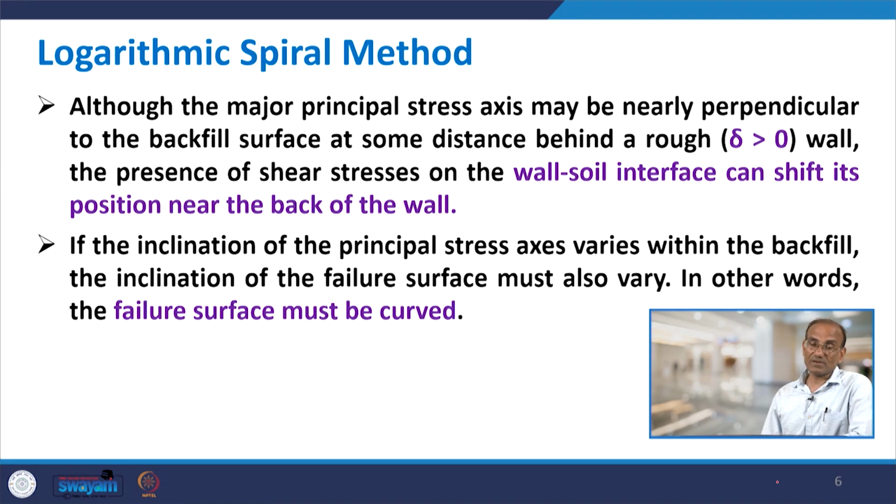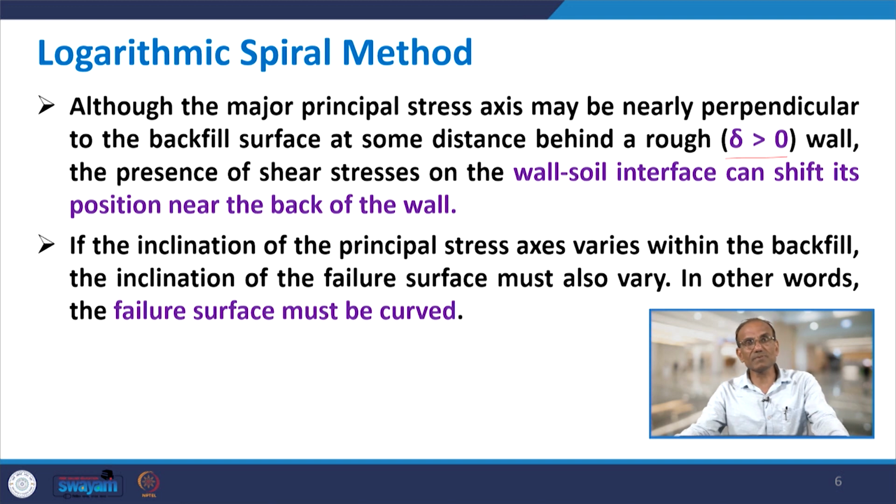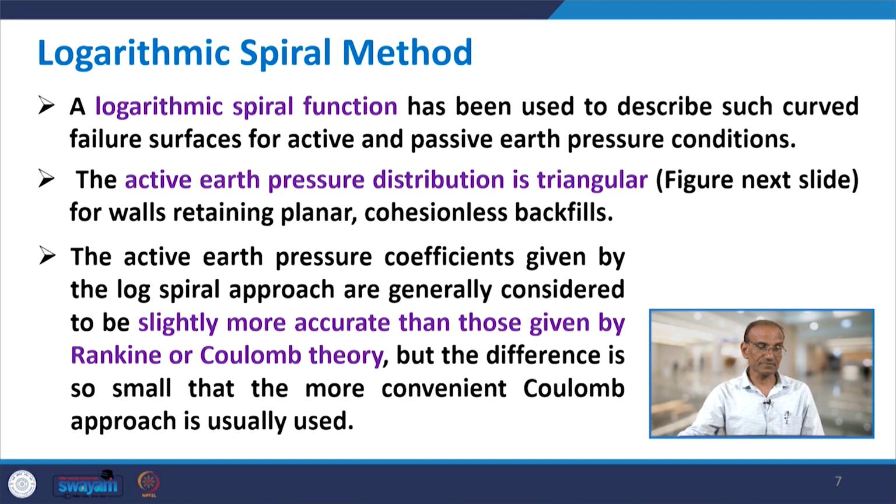So, why is it required? Although the major principal stress axis may be nearly perpendicular to the backfill surface at some distance behind a rough wall, that is, when delta is greater than 0, the presence of shear stresses on the wall-soil interface can shift its position near the back of the wall. If the inclination of the principal stress axis varies within the backfill, the inclination of the failure surface must also vary. In other words, the failure surface must be curved. So, in fact, for accuracy the failure surface will not be linear, as assumed in Rankine theory or Coulomb theory, rather it will be curved.